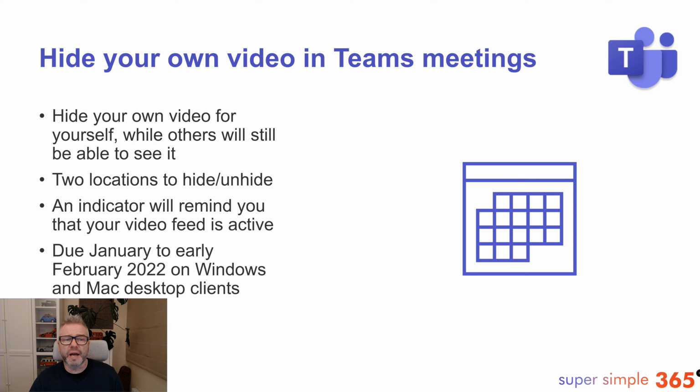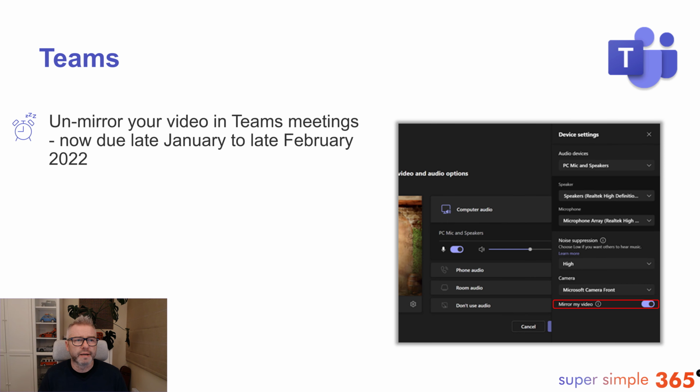Due anytime now, but might be sometime in early February, and that's the desktop clients for Windows and Mac. So just some bite-sized updates. The ability to unmirror your video in Teams meetings. That's due sometime this month, but into late February as well.